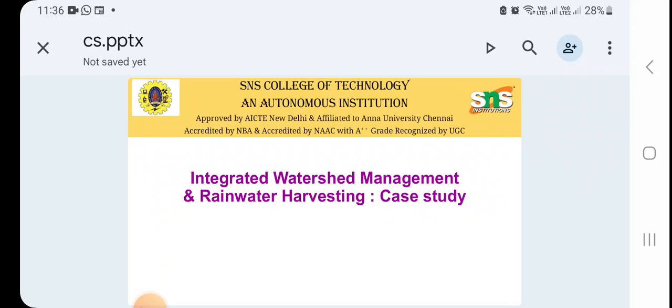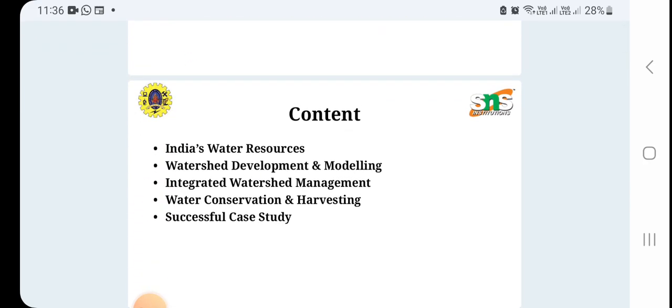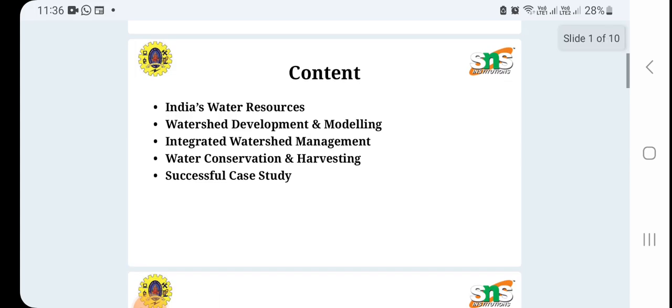In today's class, we'll study integrated watershed management and rainwater harvesting, a case study. Content: India's water resources, watershed development and modeling, integrated watershed management, water conservation and harvesting, and a successful case study.